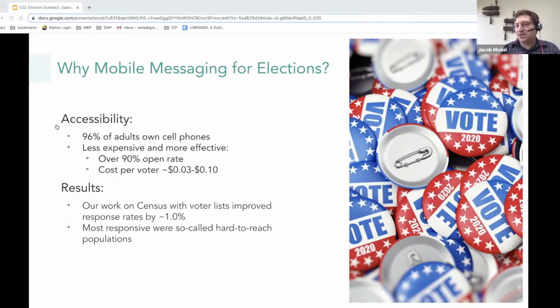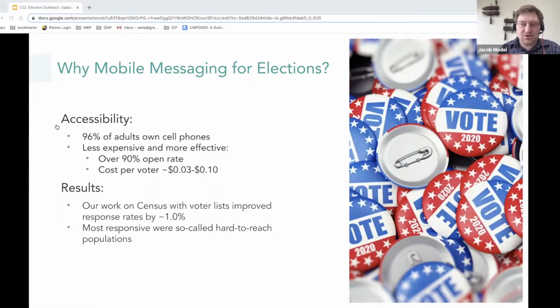And if you compare that to even something like a postcard, which is relatively inexpensive to design and inexpensive to mail, those are typically north of 20 cents per mailing. And the results in our work have been really encouraging, not just looking at open rates or getting people information, but actually looking at actions that people take.